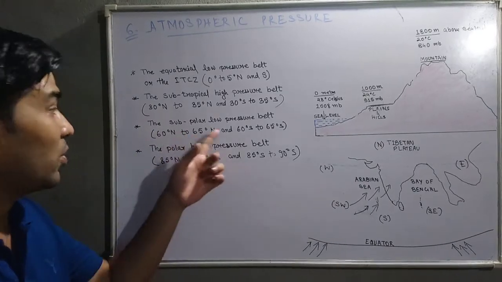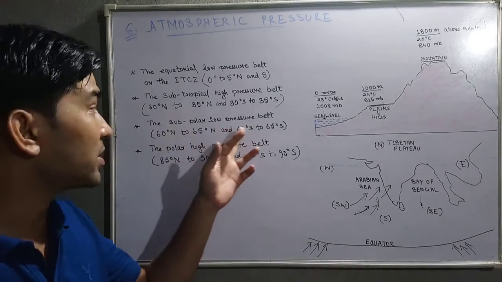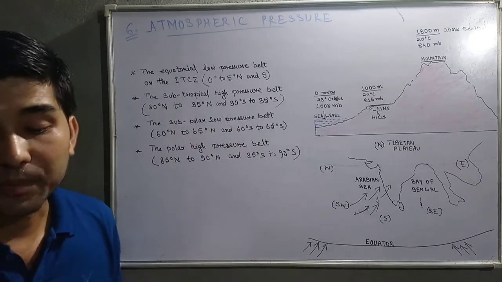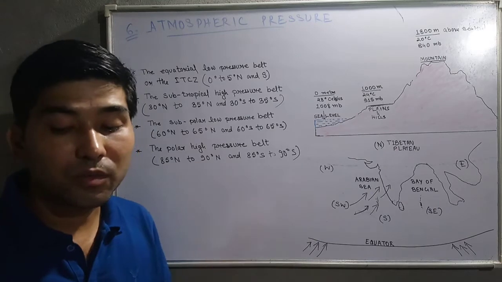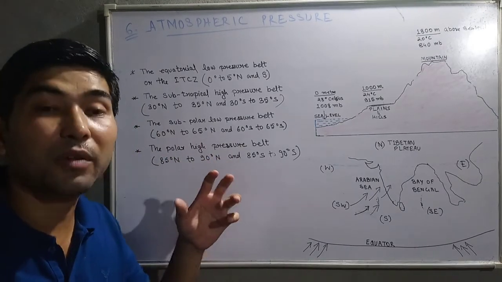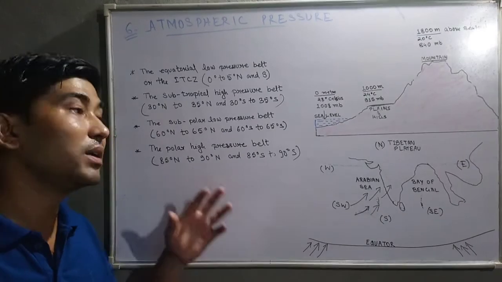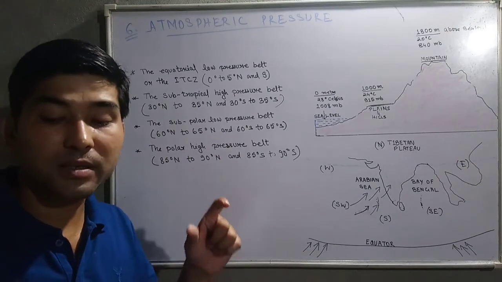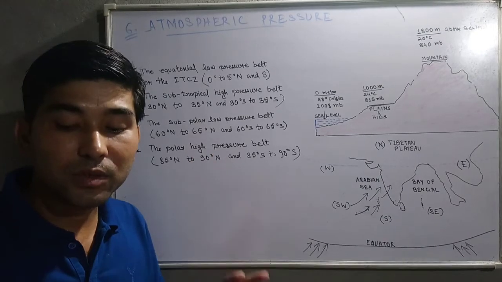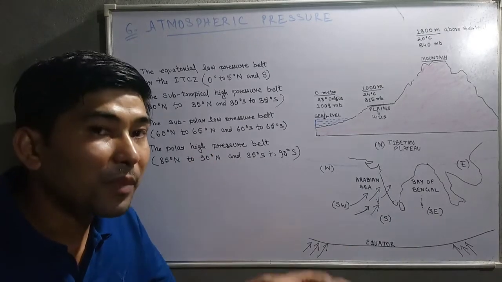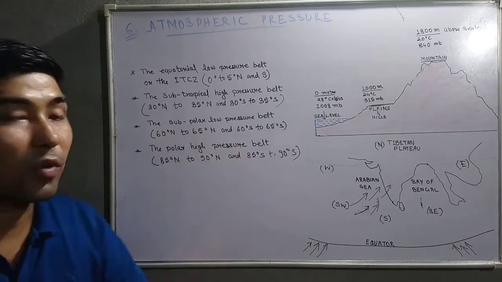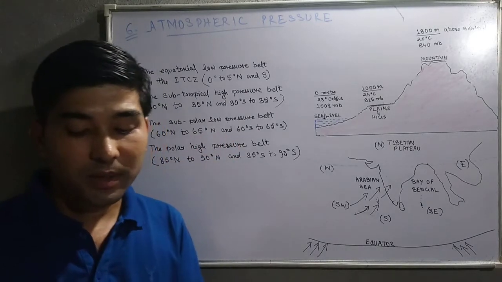Next is the subpolar low pressure belt. Low pressure means warm air. This is a zone where 2 wind systems converge, meaning they mix: the prevailing westerlies and the polar easterlies. These 2 wind systems mix here in the subpolar low pressure belt.